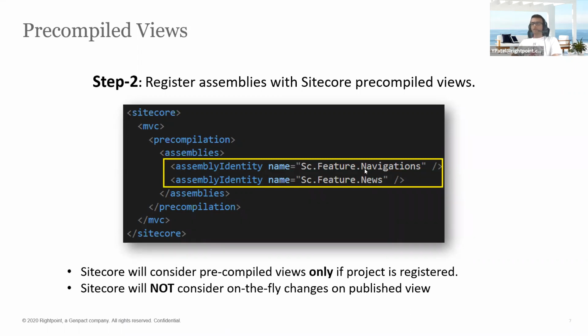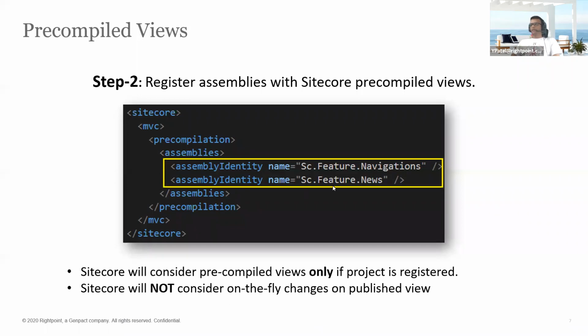Now, why is it important for Sitecore? It's because .NET knows that these files are actually compiled, but Sitecore does not know about them. So this is the way Sitecore will know that the view files are compiled, and it has to ask .NET to get the compiled view files from the assemblies.